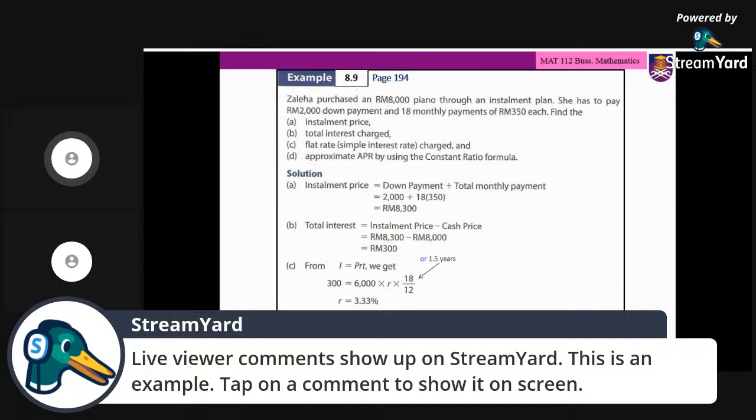Okay, so C, flat rate. If the question says flat rate, it means you use original balance. So here we want to find the R, the percentage rate. For flat rate, you use I equals PRT. So you have your P balance, which is 8,000 minus this 2,000, R times T. So you get R is 3.33. So D, approximate APR. Approximate APR means you use constant ratio. So this question just wants to show you the difference between using C, original balance, and B, the reducing balance.